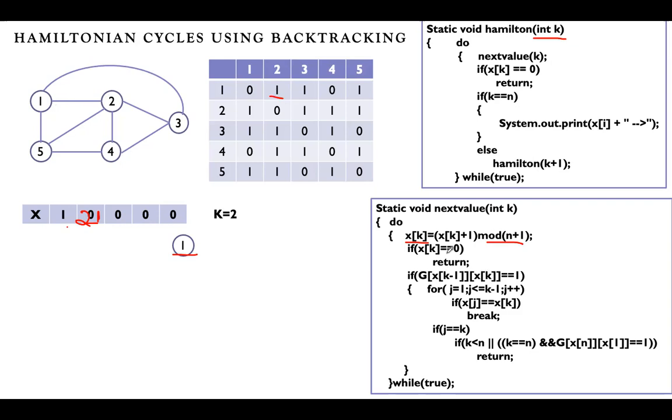See, that is what we are checking here. If there is no edge, we'll return. If x of k is 0, then we'll return. Otherwise, this is where we are checking whether there is an edge or not. X of k is 2, x of k minus 1 is 1. So 1 to 2. G is our graph. So G of 1 to 2, whether it's 1 or not, we are checking. Yes, there is an edge.